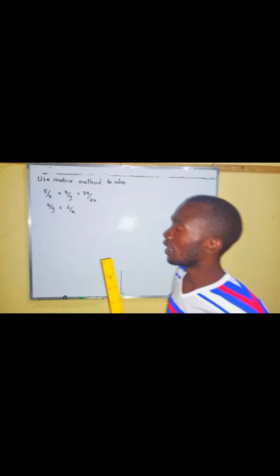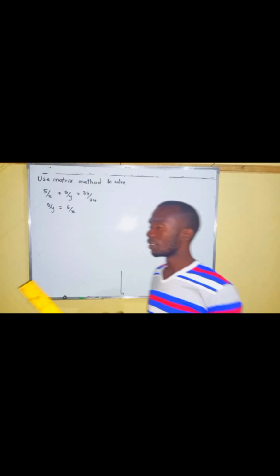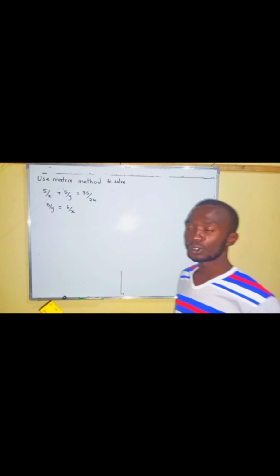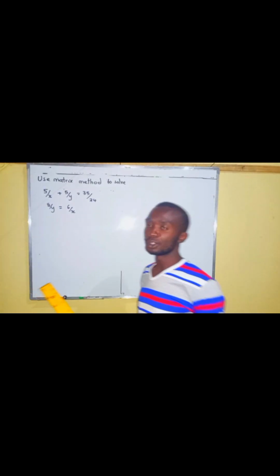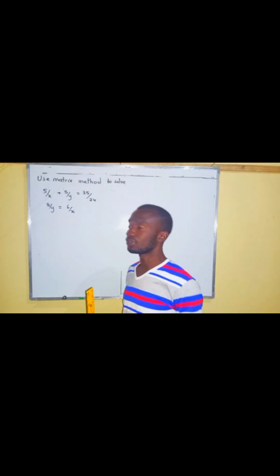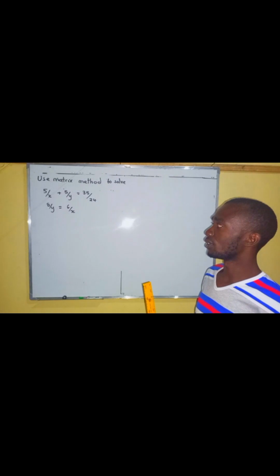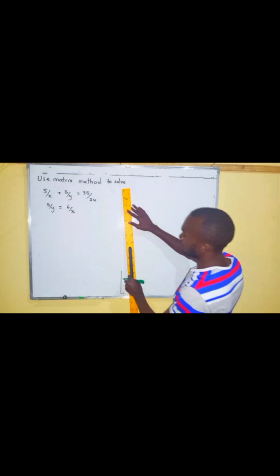Now, welcome again. In this tutorial, I'm going to teach you how to solve the simultaneous equation using the matrix method. Now, the equation that I'm going to solve today is on the board. That is 5 over x plus 5 over y is equal to 35 over 24. Again, the second equation, that is 8 over y is equivalent to 6 over x.